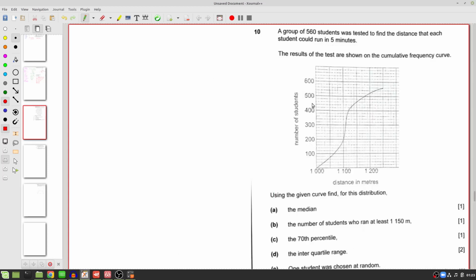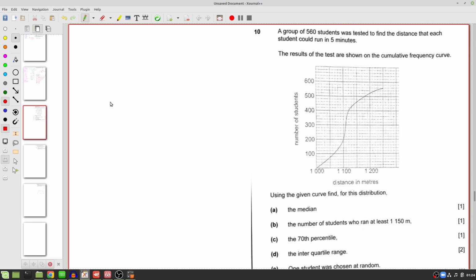Hi and welcome back. We are on question 10 of the 2012 November exam for Namibian Senior Secondary Certificate Higher Level Paper 1. Question 10 reads, a group of 560 students was tested to find the distance that each student could run in 5 minutes. The results of the test are shown on the cumulative frequency curve. Okay, this is the number of students and here is the distance they ran in 5 minutes. Using the given curve, find for this distribution the median.